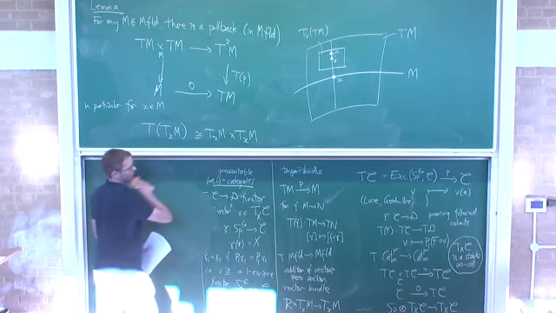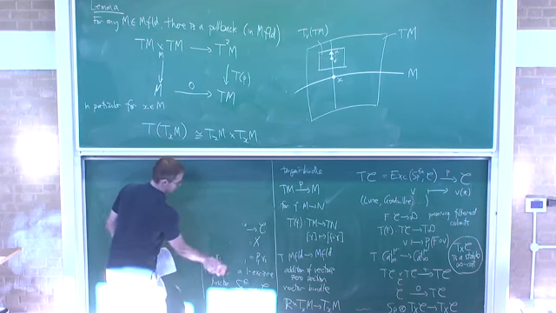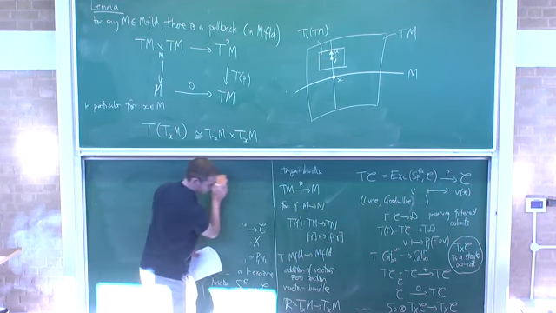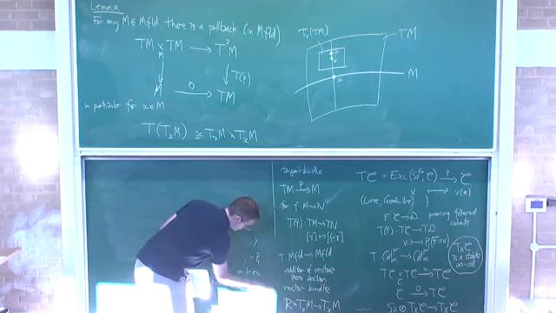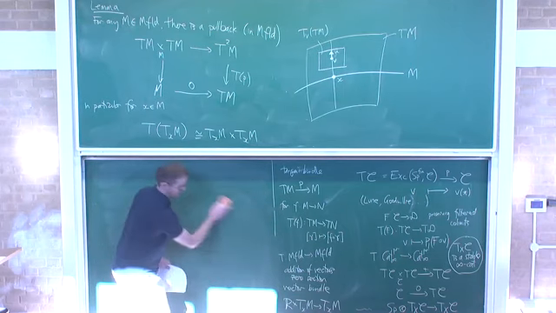Does it say that the tangent bundle is the normal bundle of the diagonal? I don't know.